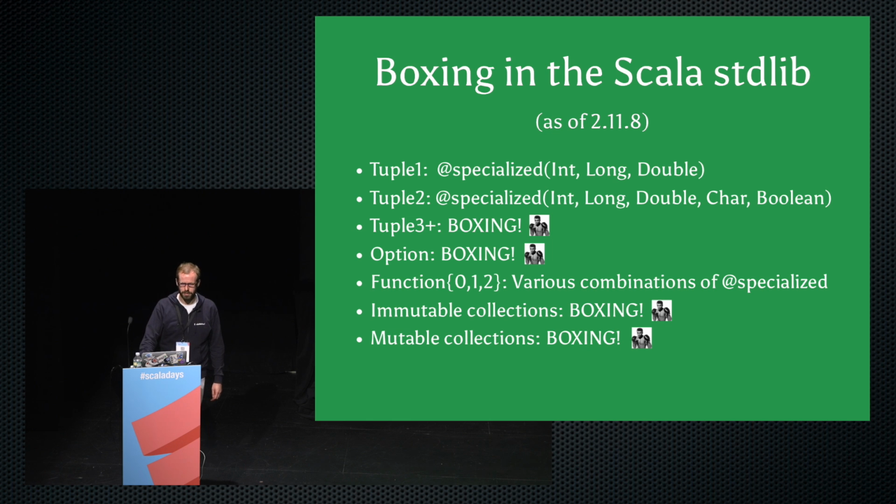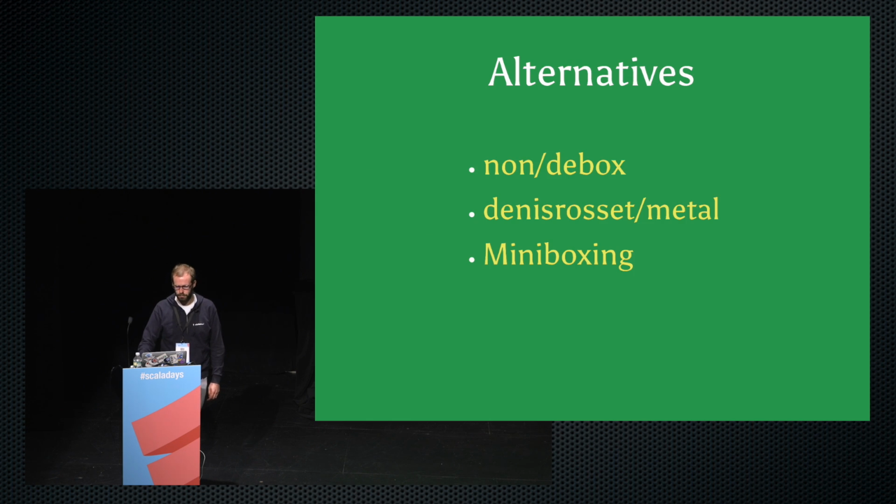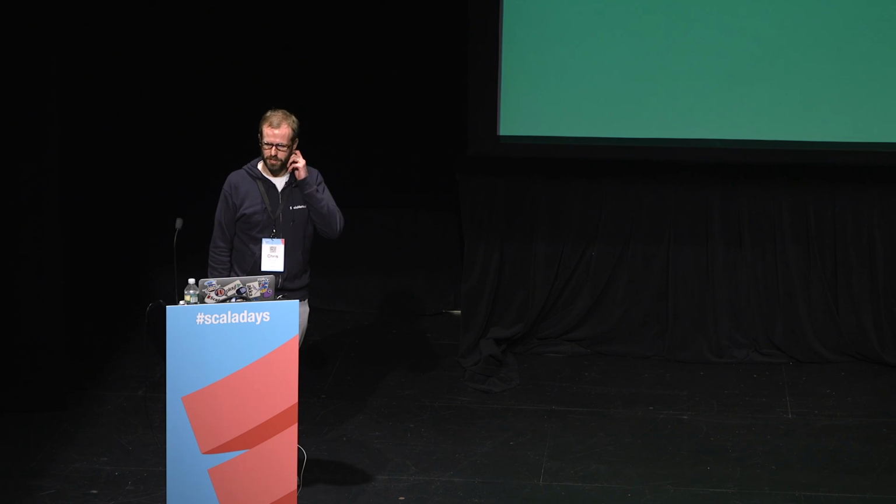So if you do want to use specialized collections, there are some alternatives. If you can't really use the standard library, you can use, for example, dbox. This is written by Eric Osheim, who's the creator of Cats and Spire and various other things. It's quite a nice mutable collections library that uses specialization. Then there's Metal, which is a fork of that project, I think. And also worth mentioning is miniboxing. So this is kind of the second iteration of specialization, I guess. It's a version 2.